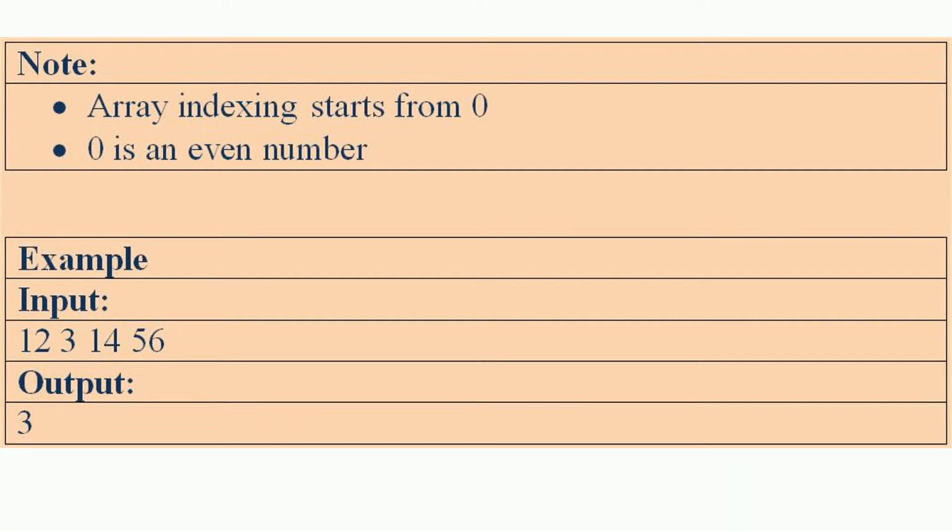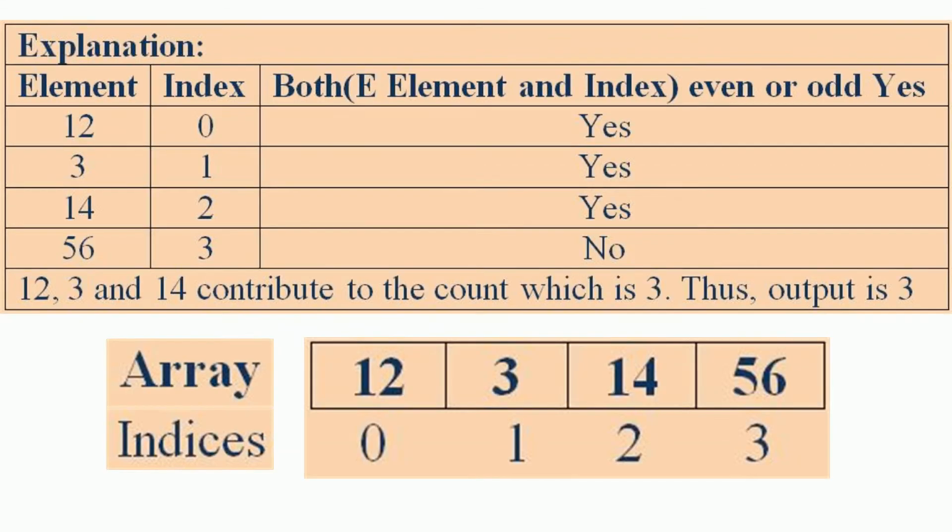0 is an even number. Here is an example. In input we have an array. In the output we have a count. Here is the explanation. We will write yes if the index and value at that index is even, or if the index and value at that index is odd. And in the output we need the count of yes.